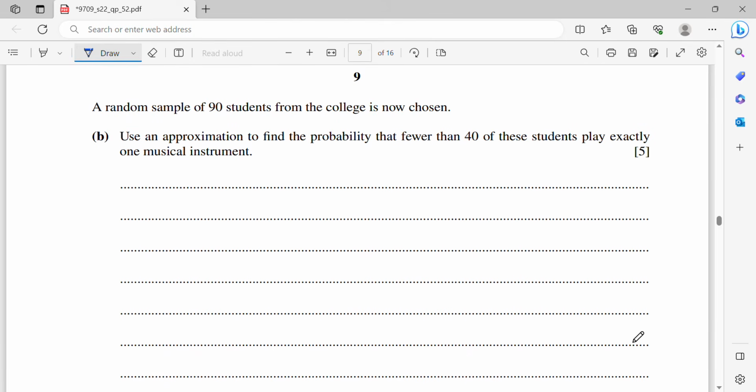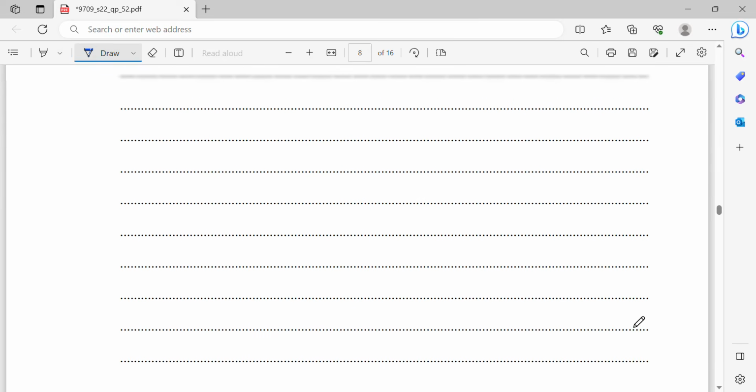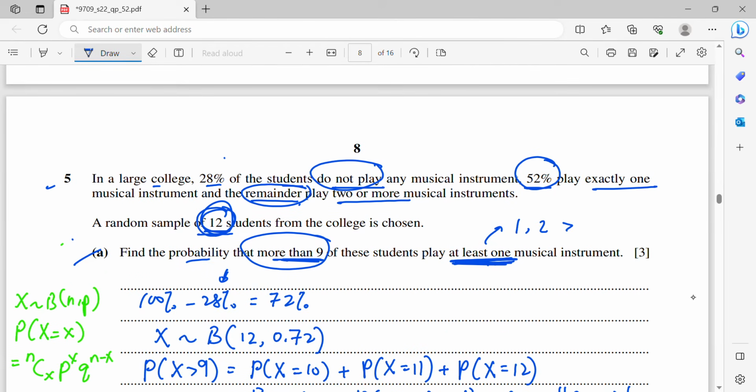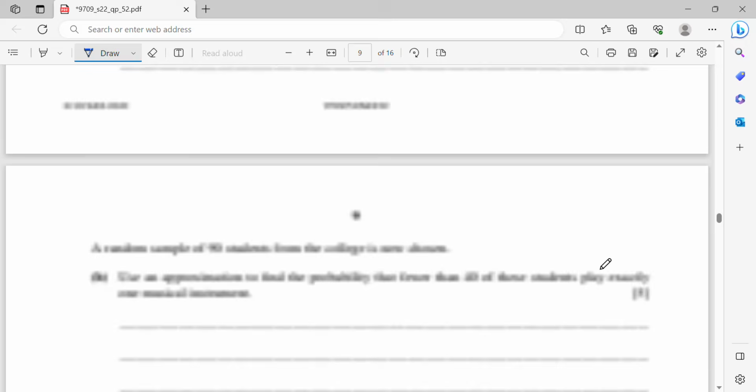Now, a random sample of 90 students, just now only 12, now becomes 90. Now, use an approximation to find the probability that fewer than 40 of these students play exactly one musical instrument. So exactly one instrument means that now your probability is no longer 72%. It will be just 52%. Alright, so I will change it to 0.52 instead of 0.72.